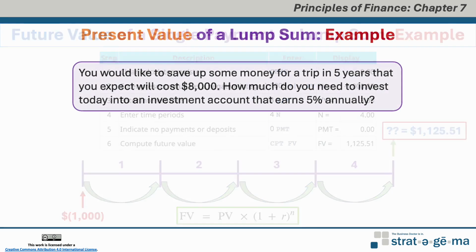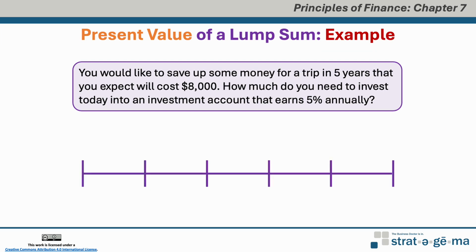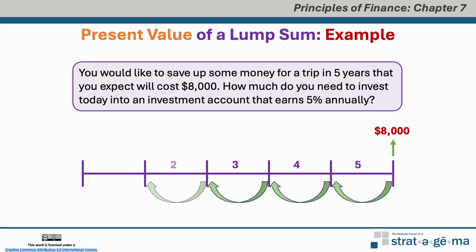Now let's calculate the present value of a lump sum. You want to save some money for a trip in 5 years that you think will cost $8,000. How much do you need to invest today into an account that earns 5% annually? This is a realistic type of problem. If you want to save for a car and leverage the growth in your account, what do you need to put in now? So with our timeline, we've got 5 years. At the end of 5 years, we want to take out positive $8,000, which means we'll have to put something in. So this time we're going backwards 5 hops.